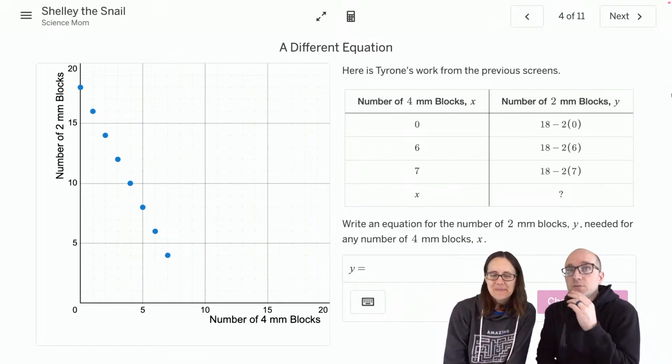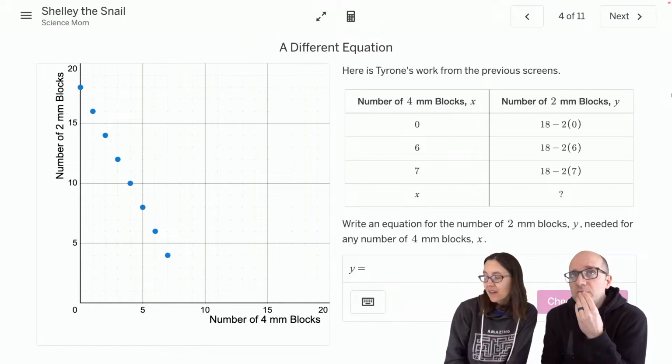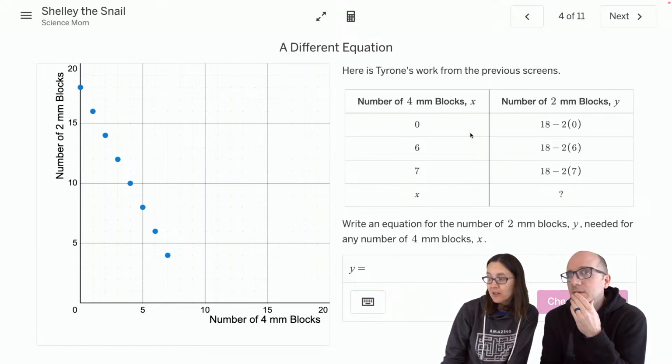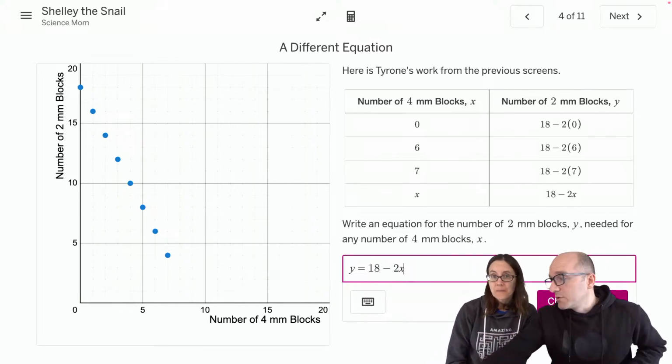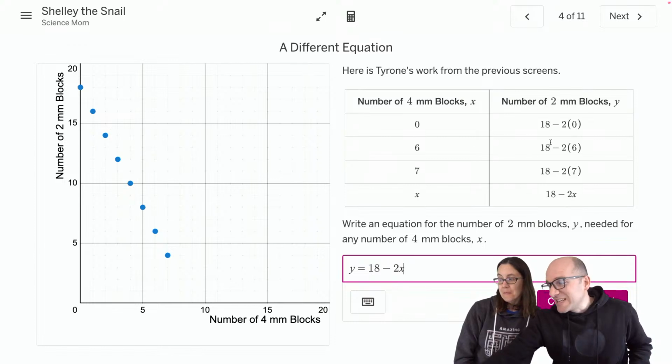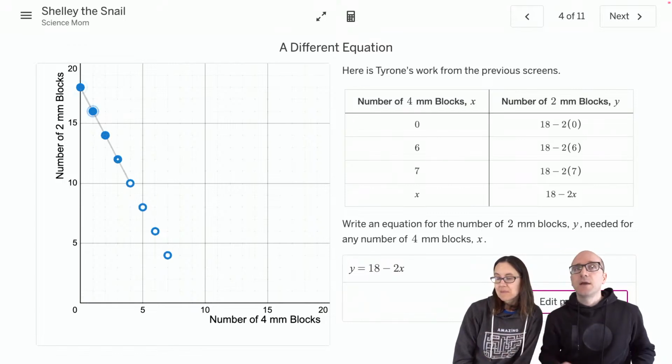Okay, so we have y equals, do you see the pattern, Science Mom? Do you see how my table hint played into this? Yes, so we have 18 minus 2, and then this value right here equals the x value. So I said, aha, it's going to be 18 minus 2 times x. So you were saying up here, these are all almost identical expressions. There's only one thing that changed between them, and that was what we were multiplying by the 2, and that number was always the exact value from the x column. Yep. Okay, let's check your work and see how you did.